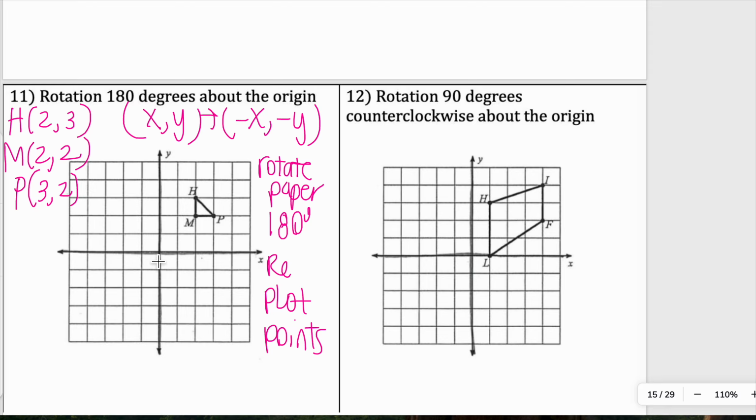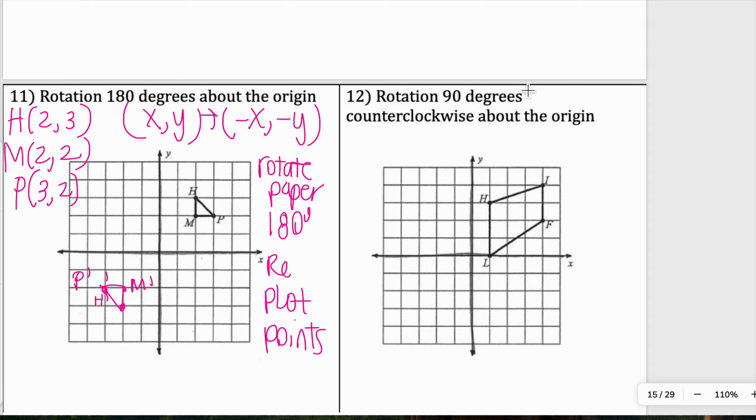So instead I'm just going to go ahead and create my -2, -3 for point H, my -2, -2 for point M, and then my -3, -2, which kind of overlapped there. Maybe make an M prime here, and then I'm going to erase this and do P prime. So I've got my H prime, M prime, and P prime there.